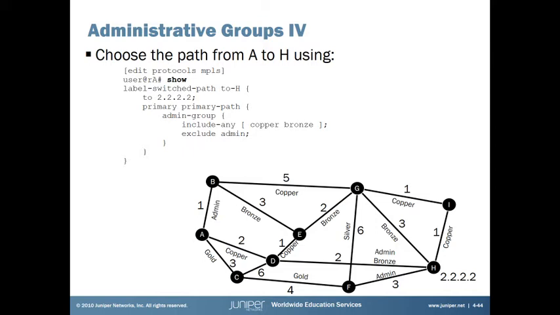Okay, choose a path from A to H, include any copper and bronze, exclude any admin. So we're going from A to H. There we are. Include copper. We can go to D. From D, we can't go to H because the link between D and H includes admin. You have to exclude that. So we can go up to E. From E, we can go up to G. And then from G, we can go down to H.